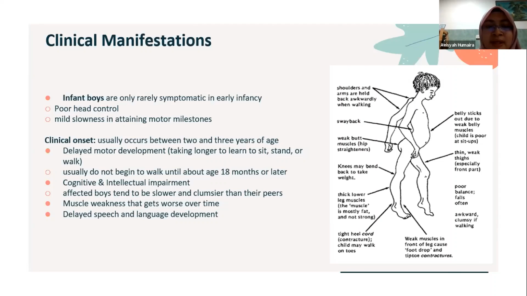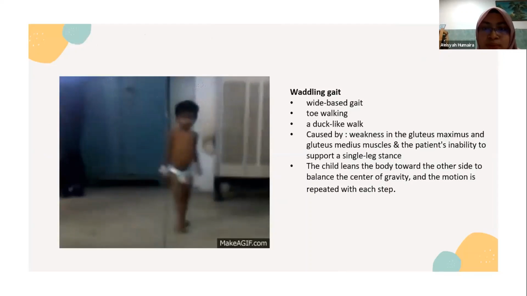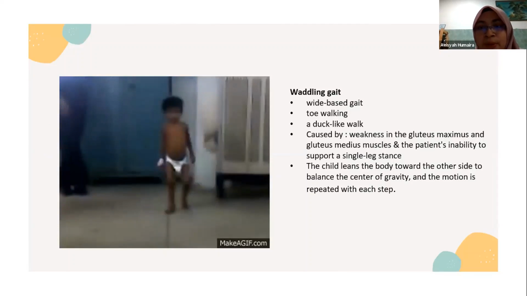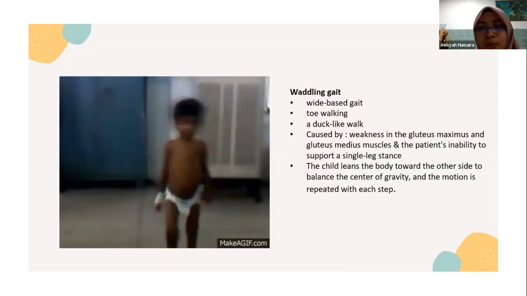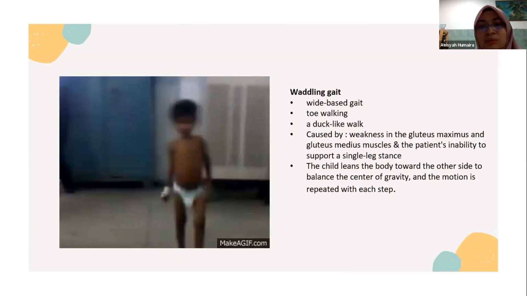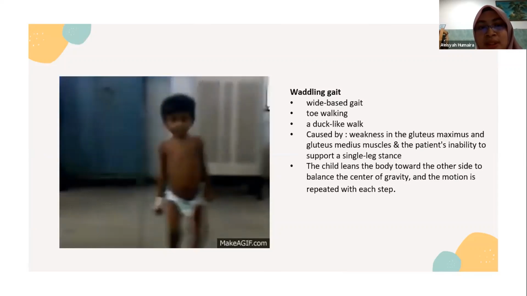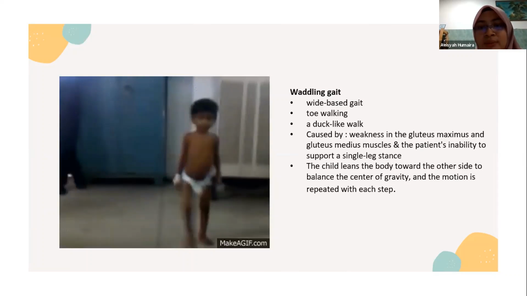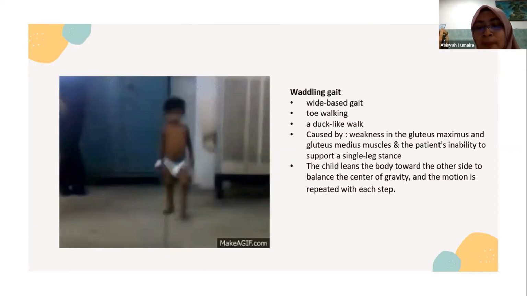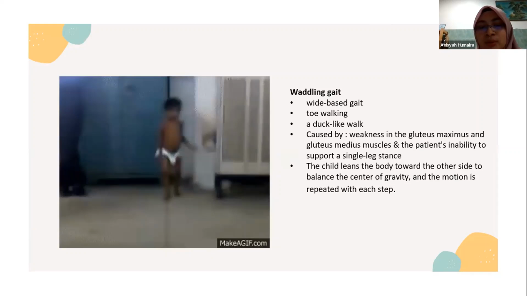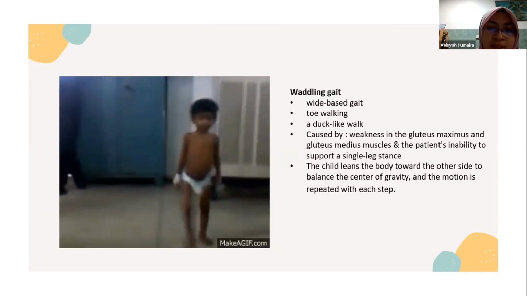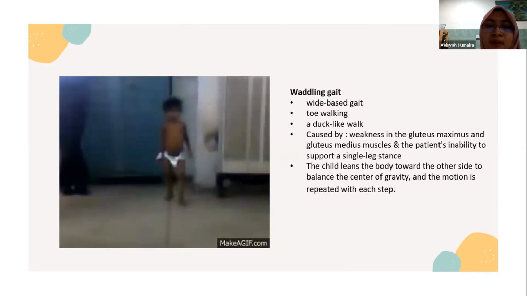An early sign of Duchenne muscular dystrophy is waddling gait. Waddling gait, wide-based gait, toe walking, and it is also known as a duck-like walk. It is caused by weakness in the hip muscles, which are the gluteus maximus and gluteus medius muscles, and the patient's inability to support a single leg stand. So when the patient walks, the child leans the body to the other side to balance the center of gravity.